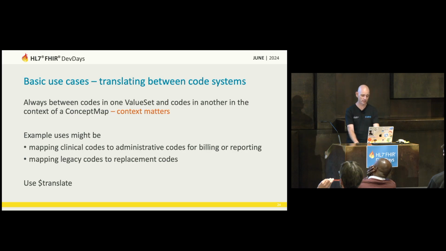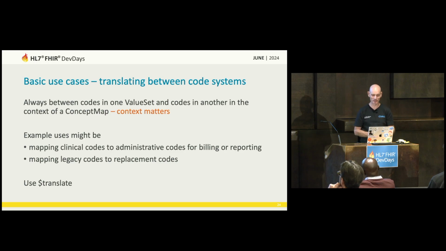So translating between code systems, once again, ConceptMaps map between value sets, and context really matters between the two of them. There are lots of uses for concept maps, but mapping from clinical codes to administrative codes for billing purposes is a classic use case, for reporting as well. You might map from SNOMED to ICD for billing and from SNOMED to ICD for reporting, and there'll be two different maps because billing often skews the way it's being used.